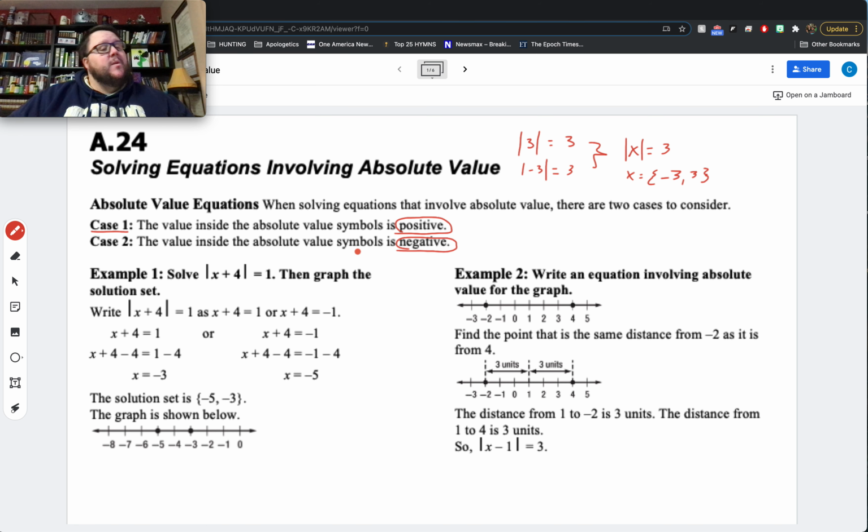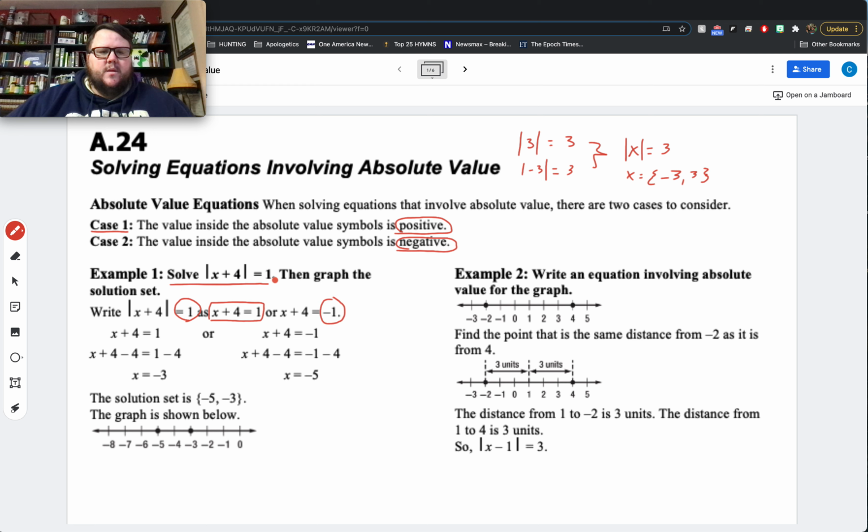For example 1, solve the absolute value of x plus 4 equals 1, then graph the solution set. What that means is you have two cases. The first case is x plus 4 equals 1. So we set what's inside to the positive 1, and then we set what's inside to the negative 1. So our two cases are x plus 4 equals 1 and x plus 4 equals negative 1. We're going to do a couple more examples so you'll see what I mean.